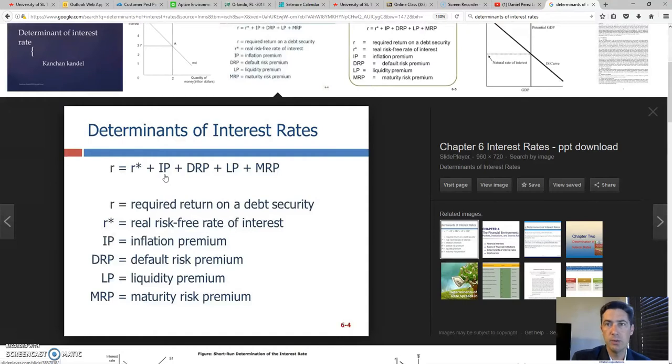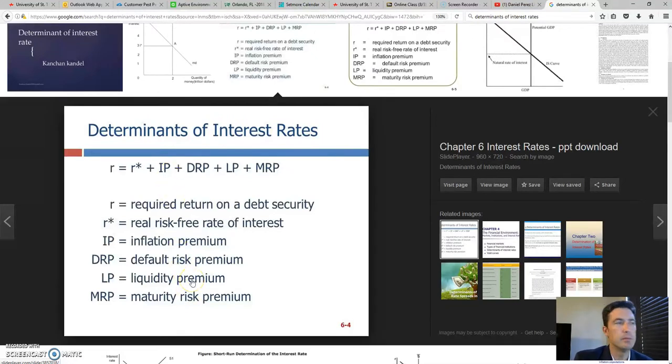Companies can and do default on their bond payments, whereas the U.S. federal government has never defaulted on its bond payments. So this default risk premium is that percentage that you would add depending on whether you think that the creditor is not going to pay.